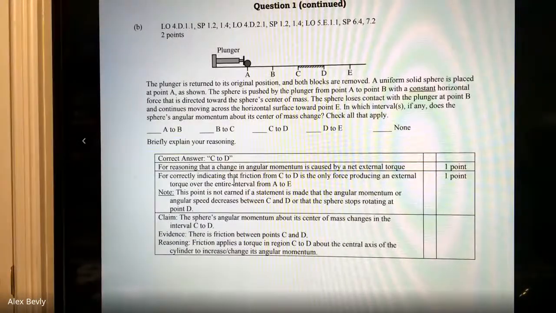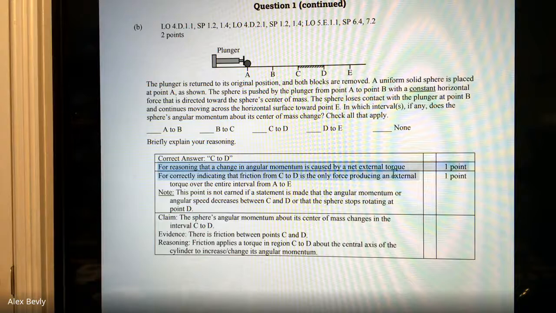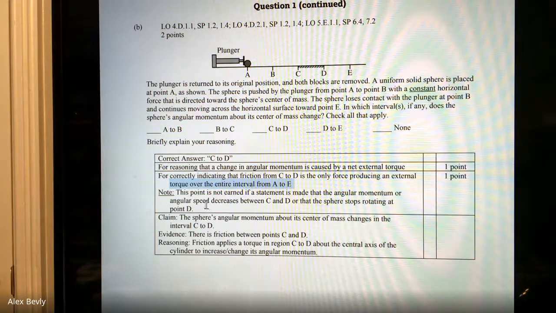So we get 2 points. So correct answer. Again, they didn't say anything about getting the points there. For reasoning, change in angular momentum is caused by a net external torque. So something about needing a net external torque. And identifying there's friction from C to D, and that's the only force producing an external torque over the entire time interval from A to E. Yeah, the point is not earned if the statement is made that the angular momentum or angular speed decreases between C and D. If you say between C and D you lose angular speed, that's incorrect.